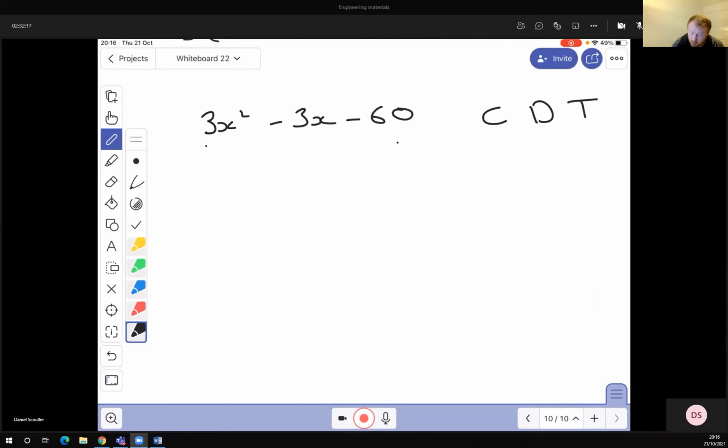So let's take out the common factor, and we're left with x squared, minus 1x, but we don't write that 1, and minus 20. So we've taken out the common factor, and we're left with a simpler trinomial now in that bracket.